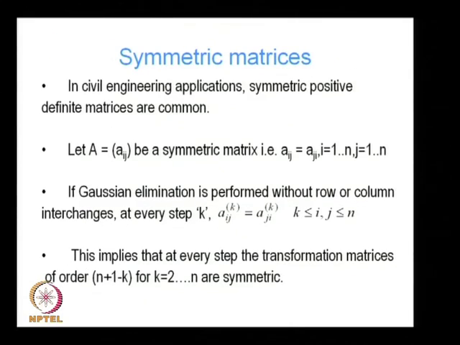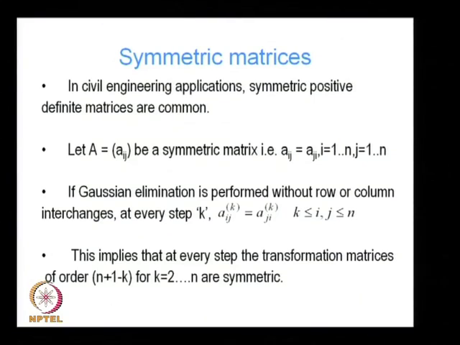We will talk about positive definite matrices in a lot of detail, because in many civil engineering applications we encounter symmetric positive definite matrices. First, let us talk in more detail about symmetric matrices. We will come back to talk about positive definite matrices further on in the lecture.